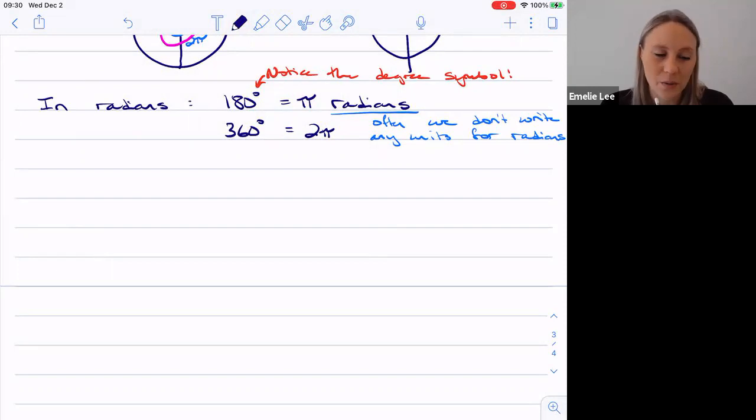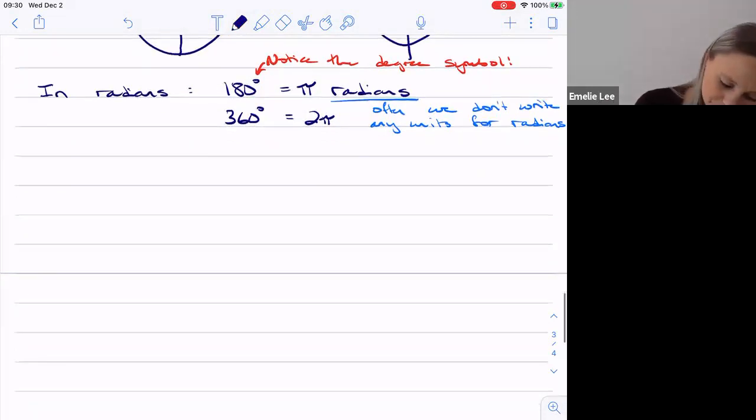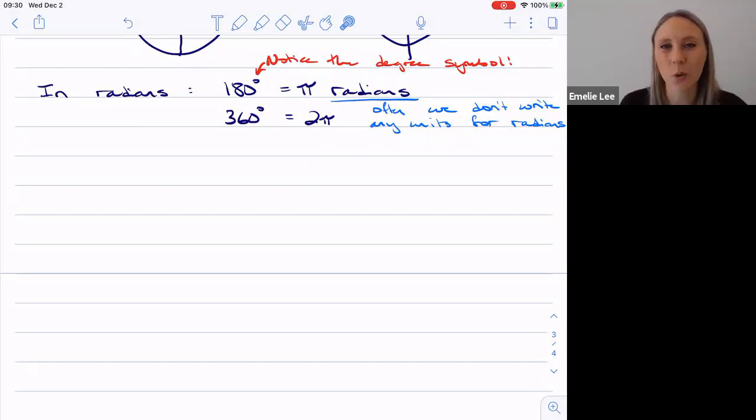So what we want to do is look at some common cutoff points, and we'll start with the basics. We've already talked about some cutoff points, but just knowing that a full rotation is 2 pi, a half rotation is pi, a quarter rotation would be pi over 2. Pi over 2, 2 pi over 2 is just pi, 3 pi over 2, and then 2 pi, or 4 pi over 2 if you prefer.